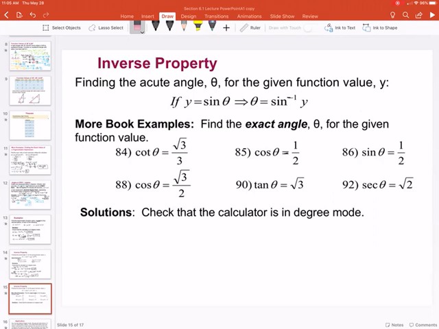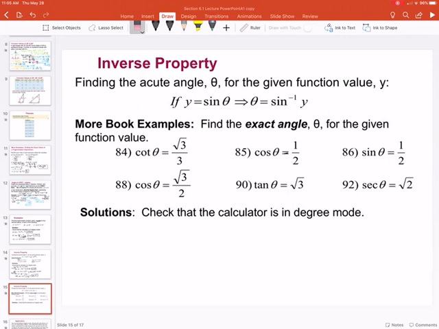Now, this is going back to our special angles. Let's find the acute angle theta, same direction as our last set of problems. Find theta for the given function value y. And again, remember, just for example, inverse properties. If y equals sine theta, theta equals sine inverse of y. Y equals cosine theta, theta equals cosine inverse of y. Y equals tan theta, theta equals tan inverse of y. So inverses allow us to solve for it.